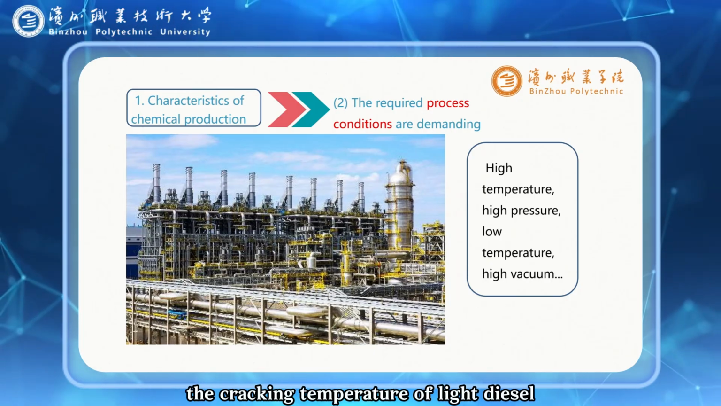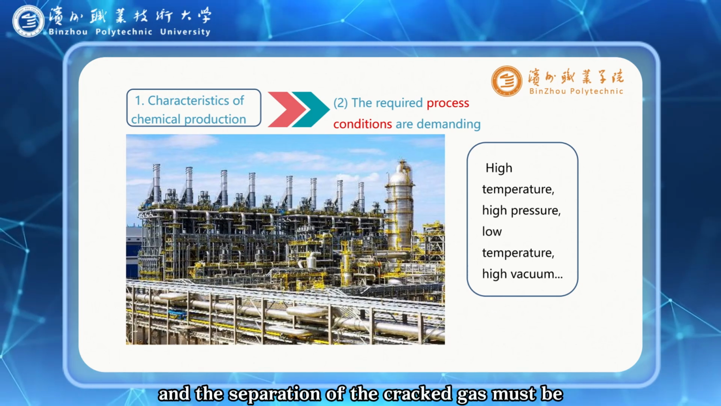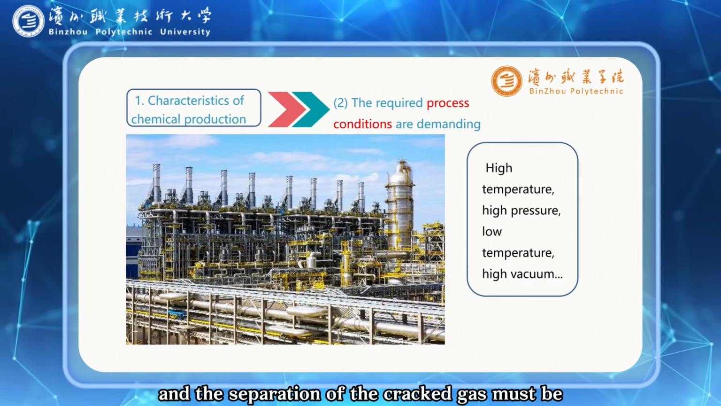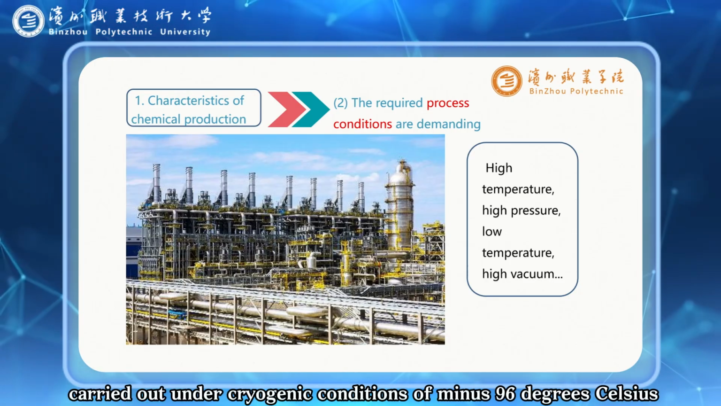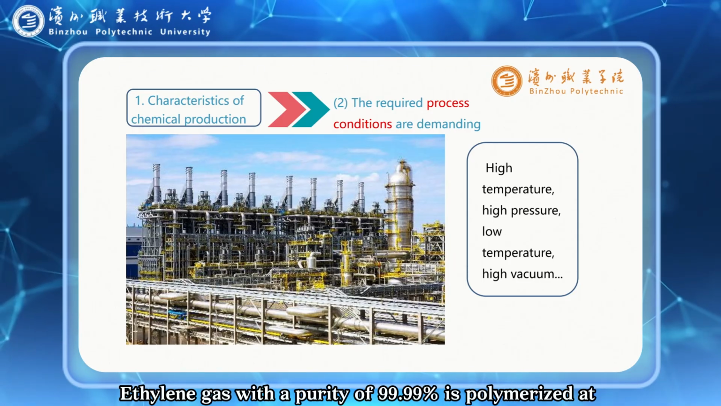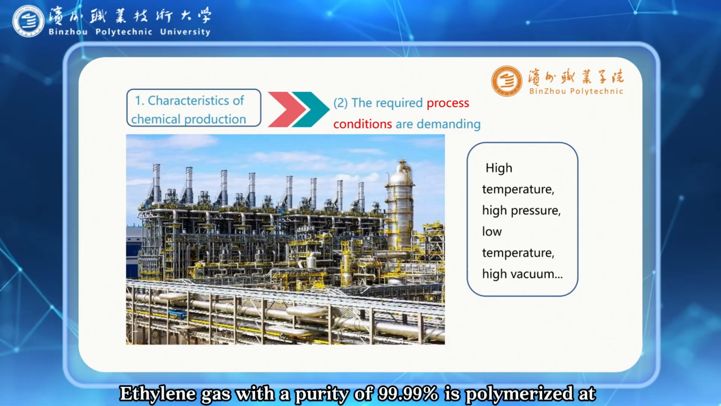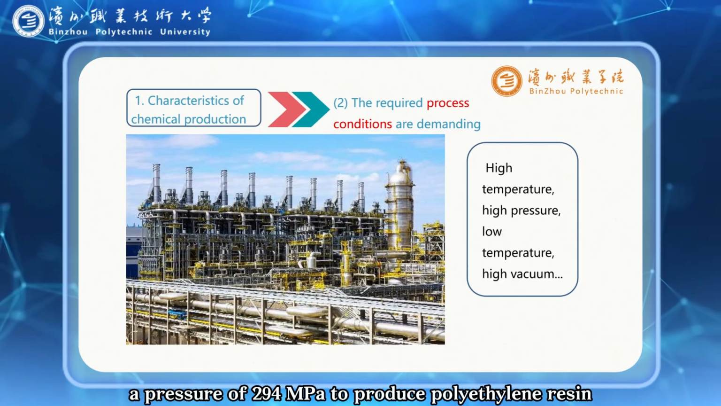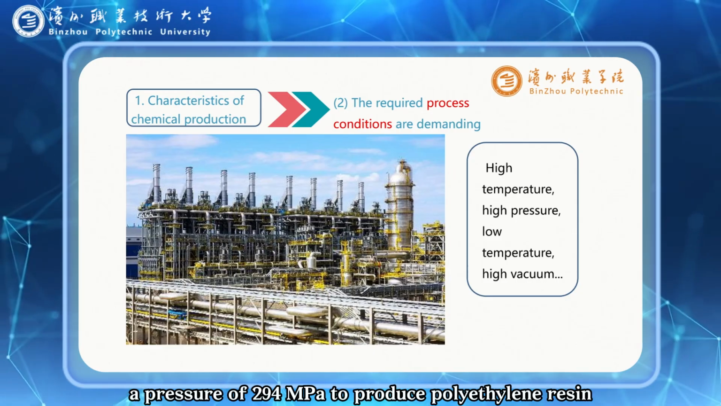For example, in the process of producing polyethylene by cracking light diesel into ethylene, the cracking temperature of light diesel in the cracking furnace is 800 degrees Celsius, and the separation of the cracked gas must be carried out under cryogenic conditions of minus 96 degrees Celsius. Ethylene gas, with a purity of 99.99%, is polymerized at a pressure of 294 megapascals to produce polyethylene resin.